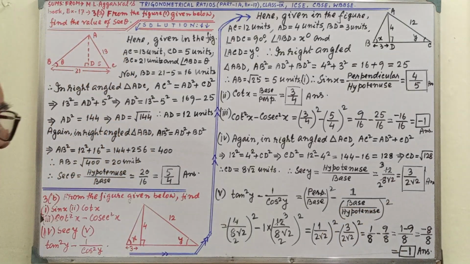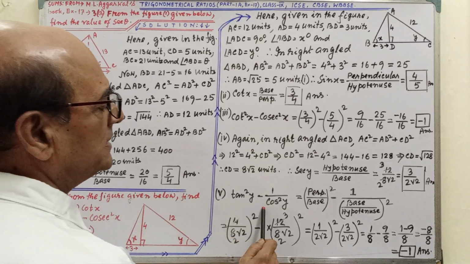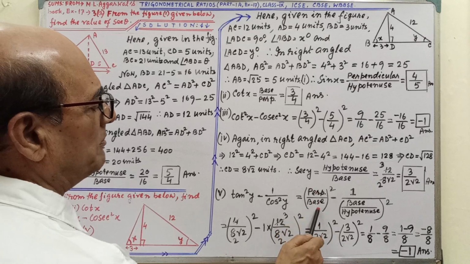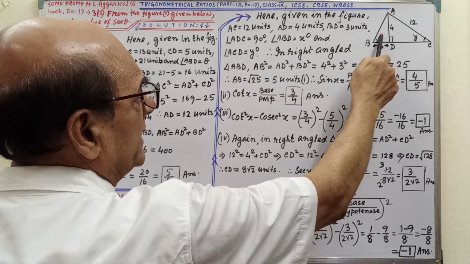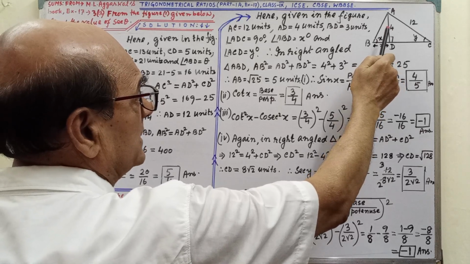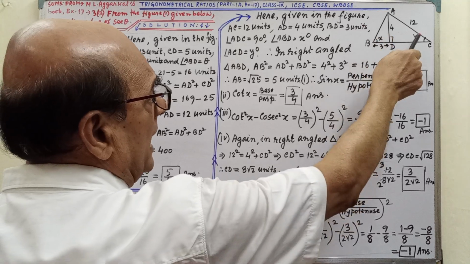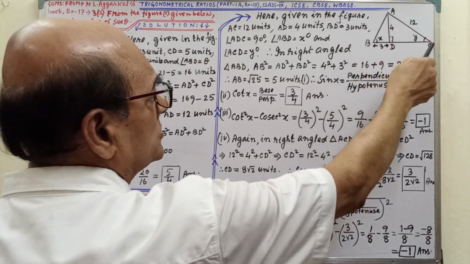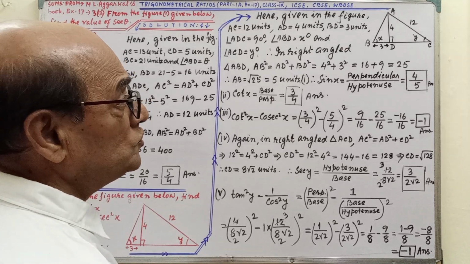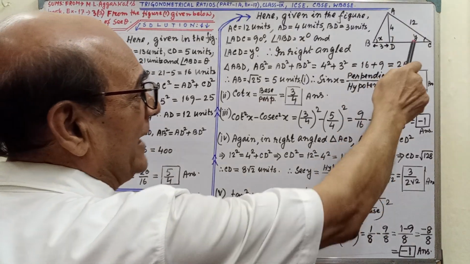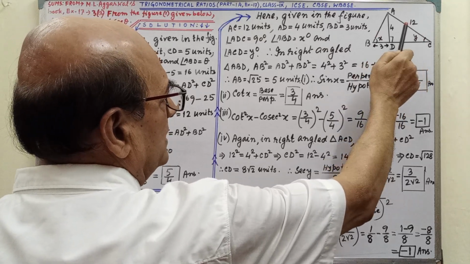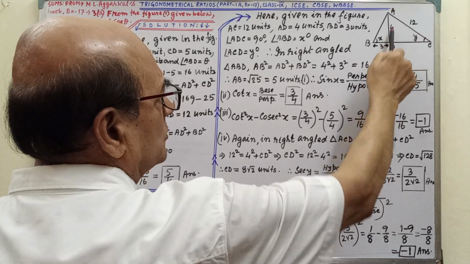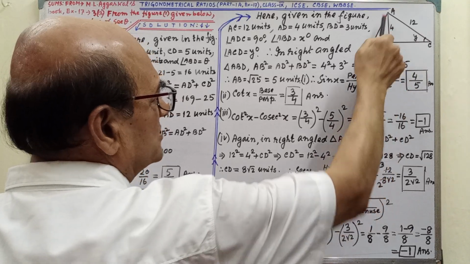Now the last part: we have to find tan square y minus 1 by cosec square. After writing the sum, tan square is perpendicular by base. This is y, so we have to consider this triangle. If it is x, we have to consider the triangle ABD, and y is at C. There are two right angle triangles, and you consider the triangle according to the given angle. For y we consider this triangle, and for x we consider the other triangle.